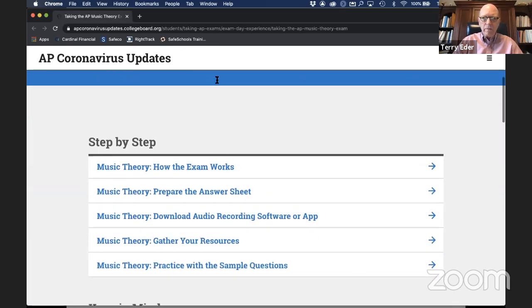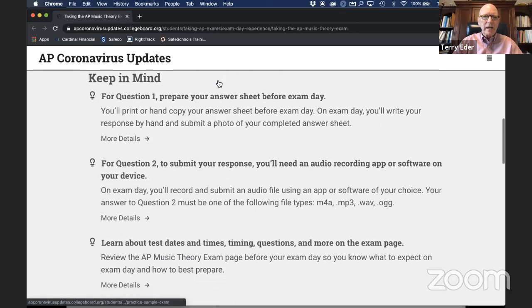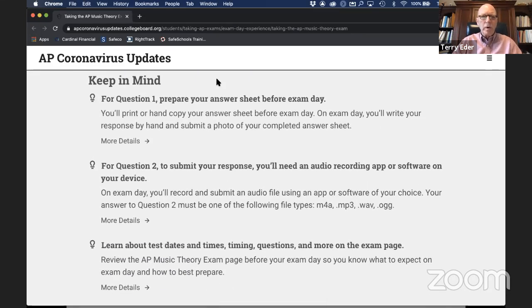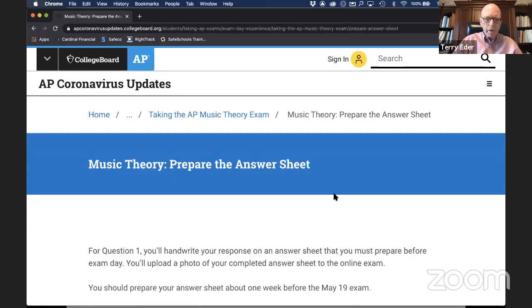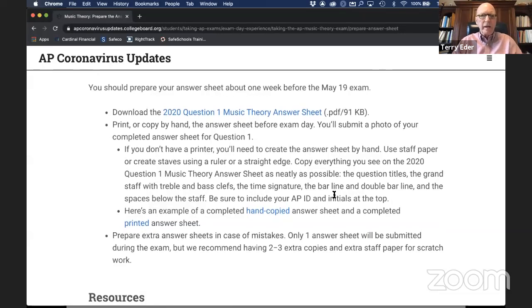And we can begin just by looking down here on this keep in mind section. And it says for question 1, that's the part writing questions, prepare your answer sheet before exam day. On exam day, you'll write your response by hand and submit a photo of your completed answer sheet. Okay, and then if you go to this one, there are more explanations there about this.